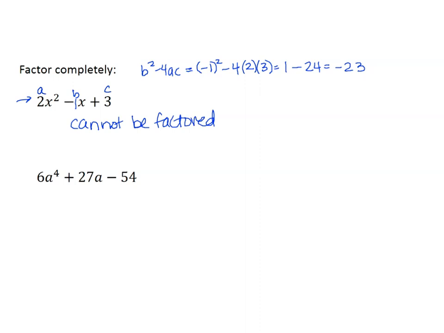All right, let's look at this next one. It looks like I've got some multiples here, multiples of 3. So I'm going to start by taking a 3 out. If I factor out a 3, I'm left with 2a to the 4th plus 9a squared minus 18.